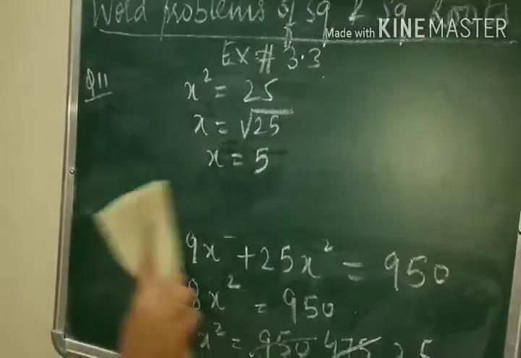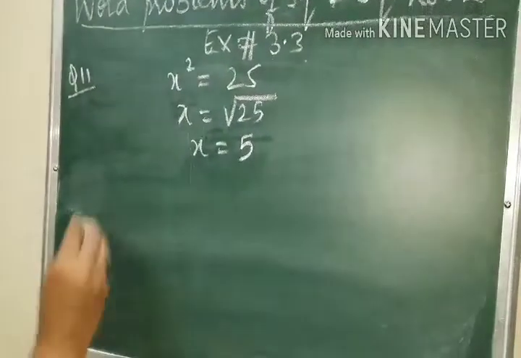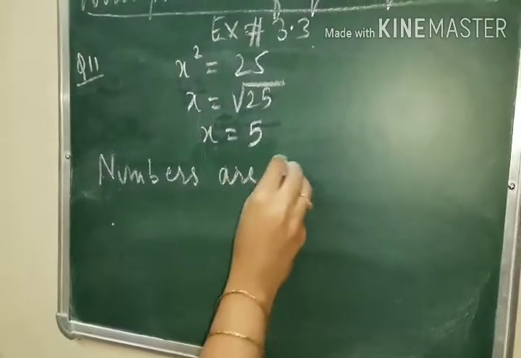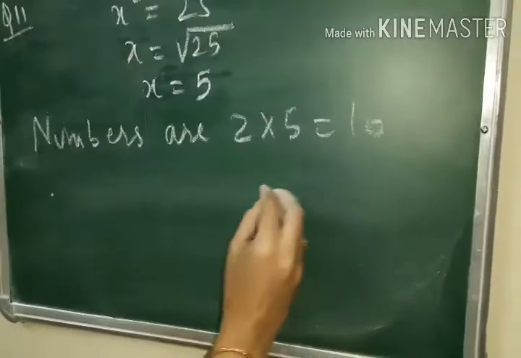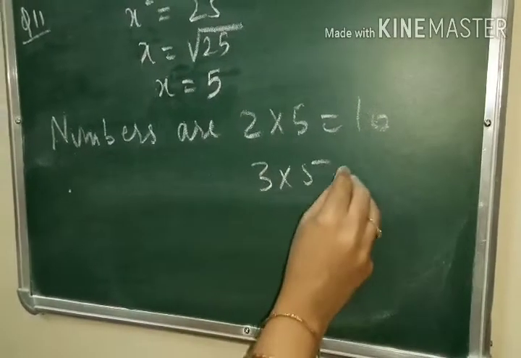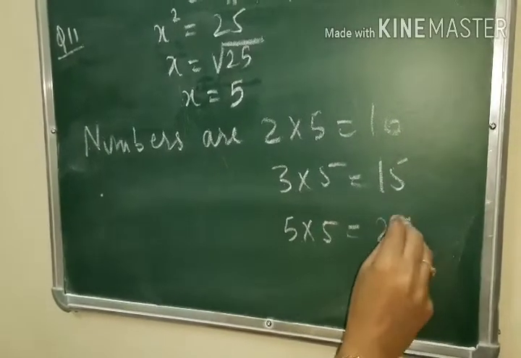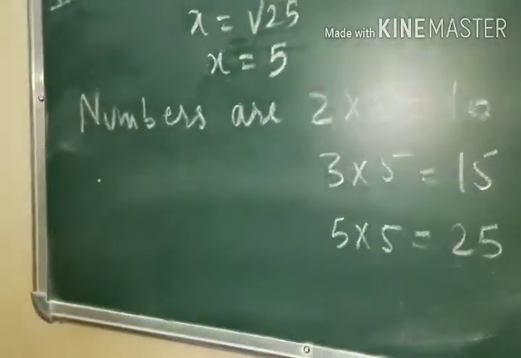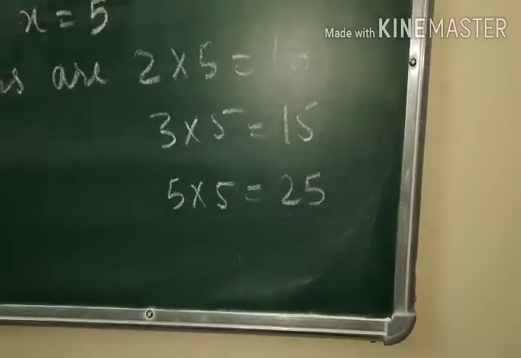So our numbers will be, you have to find the numbers. So your numbers are 2 into 5, because we have taken 2x. So 2 into 5, 10. 3 into 5, 15. And 5 into 5, 25. So we have just put the value of x in these three numbers, and we have got the three numbers as 10, 15 and 25.